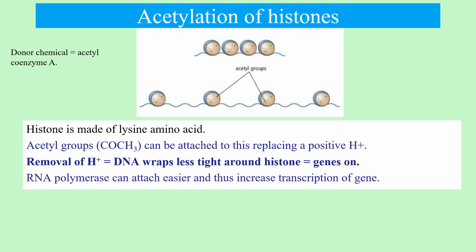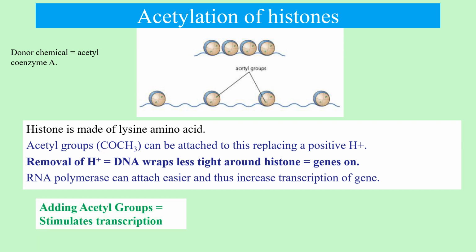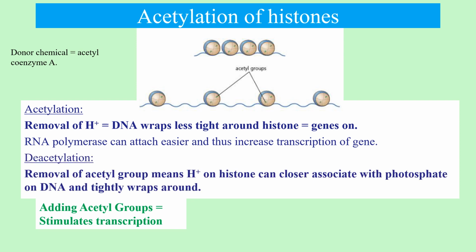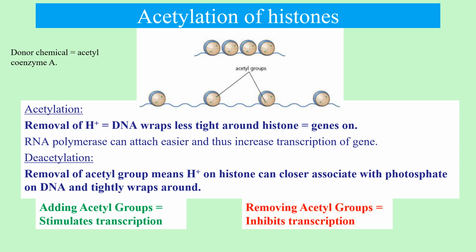Now, RNA polymerase can easily attach, and this will increase the transcription of the gene. So if you have what we call hyperacetylation, that is adding acetyl groups, and that will stimulate transcription. If we do deacetylation, which is when we remove acetyl groups, meaning we're adding H plus onto the histone, it can then closely associate with the DNA, and the DNA wraps more tightly around it. So if we remove acetyl groups, this inhibits transcription.